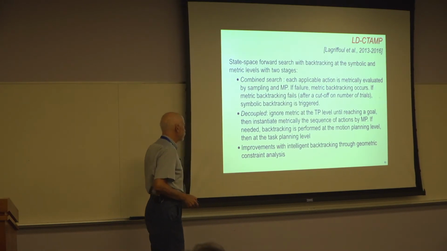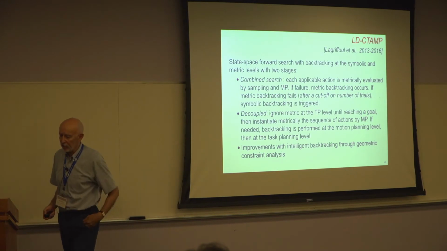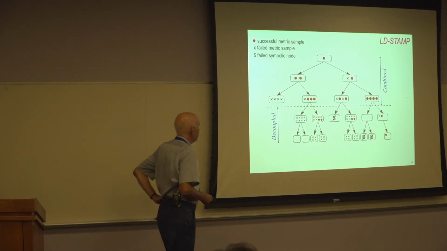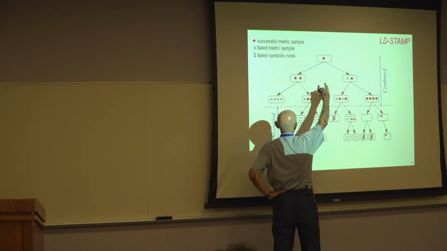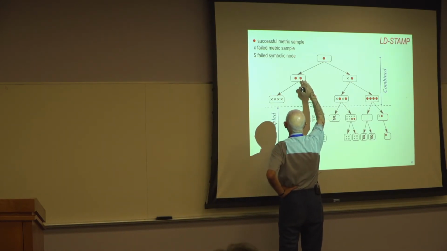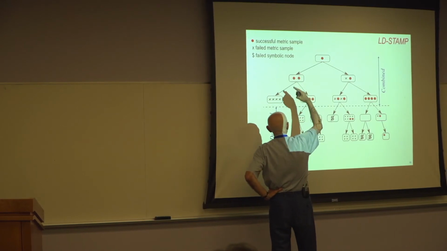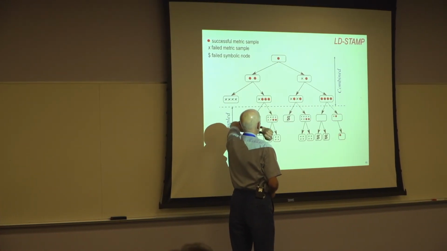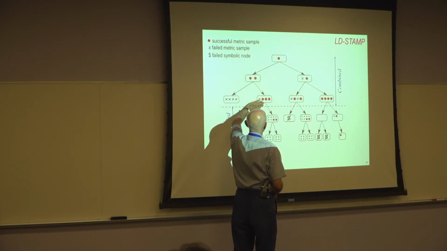And you can find improvement with intelligent backtracking through geometric constraints that I illustrate in a moment. The picture is the following. This is decoupled, where at each point you take into account a refinement both at the symbolic and metric level. And if you fail, you backtrack and so on.